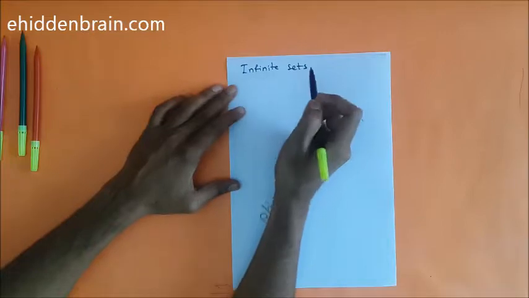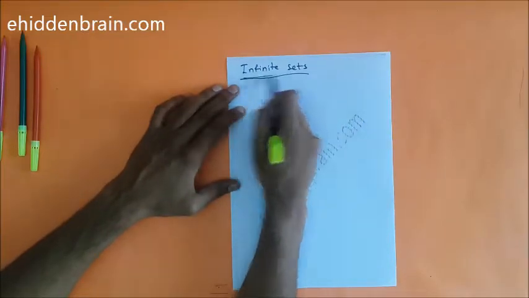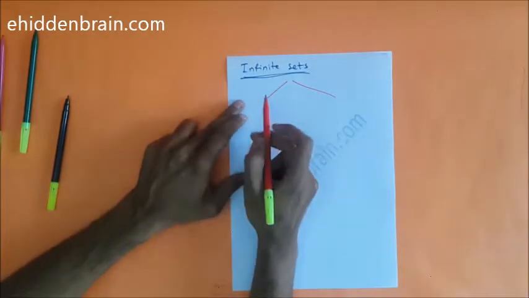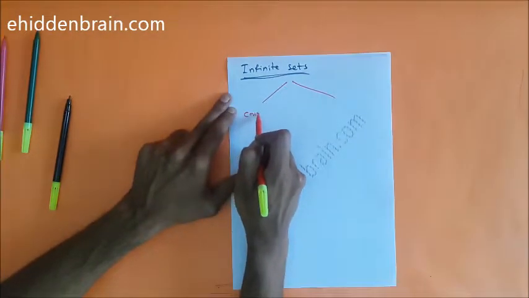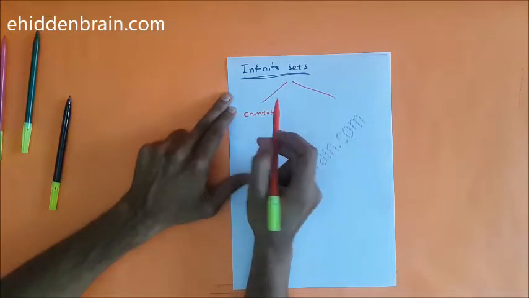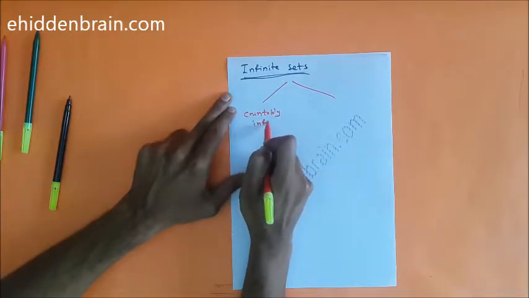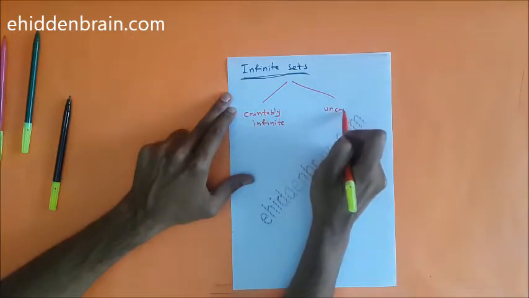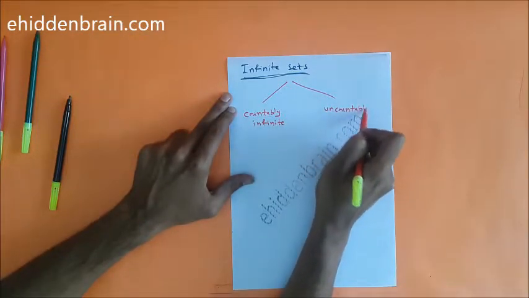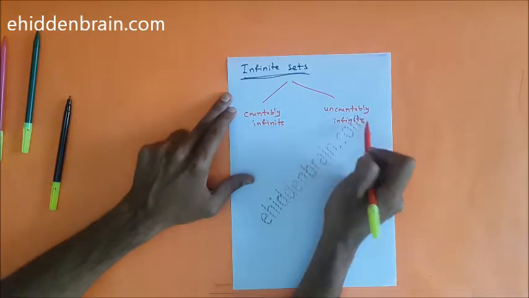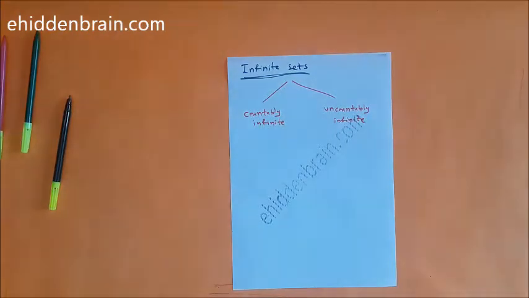Infinite sets. Now, the infinite sets is divided into two subparts. One is countably infinite set, and second is uncountably infinite set. Okay. Now, first of all, what is the infinite set?